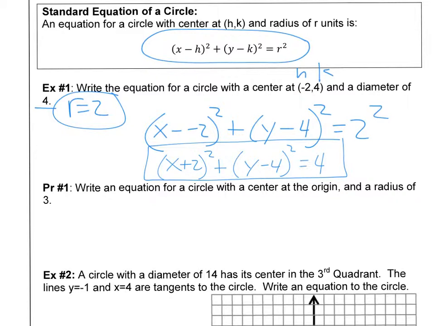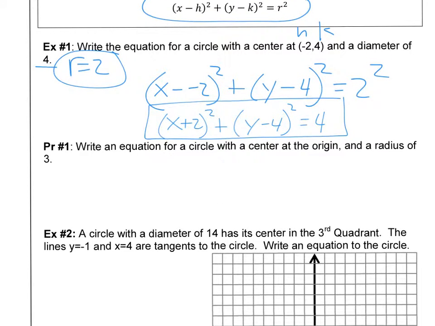It's always going to be the opposite. That's just a little rule that you might want to remember. Okay, so here's one you could practice. Practice number 1: write an equation for a circle with a center at the origin and a radius of 3. Go ahead and give this one a shot on your own.